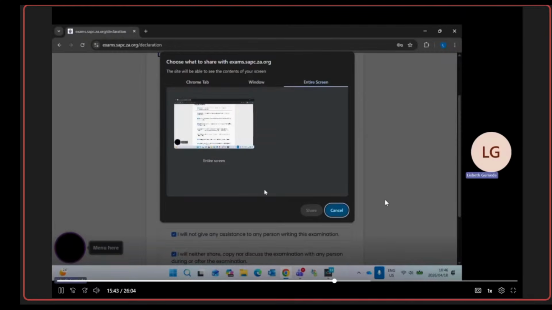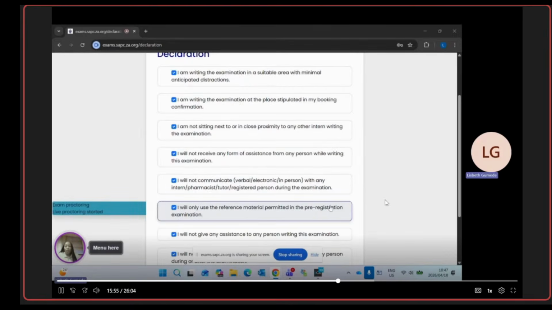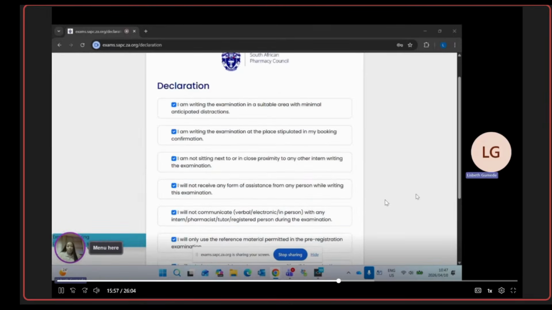And then once I click start, again, remember I must share my screen. It's asking me to choose what I want to share. I want to share my entire screen, and then I click share. Now we need to go through the declaration. But before we go through it, I want to give you some pointers.